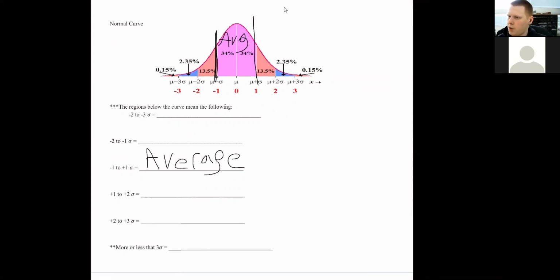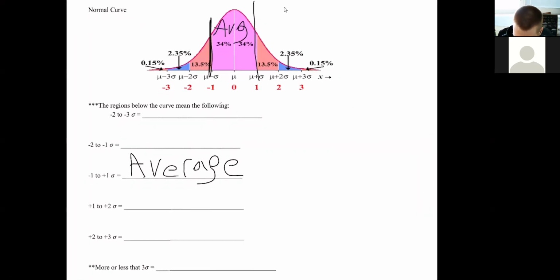A lot of times, like I said, if we're looking at the heights of people, most people are going to fall in this average range. Most people, especially when you're looking at physical characteristics, tend to be pretty similar to each other. But like I said, you are going to have extreme cases.